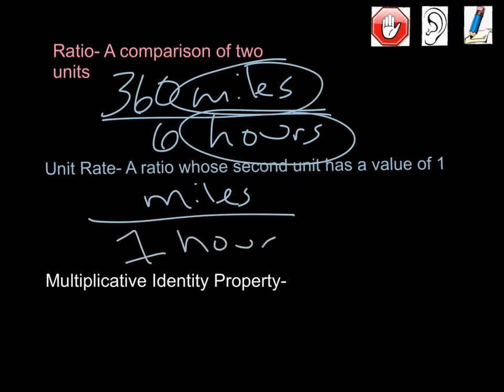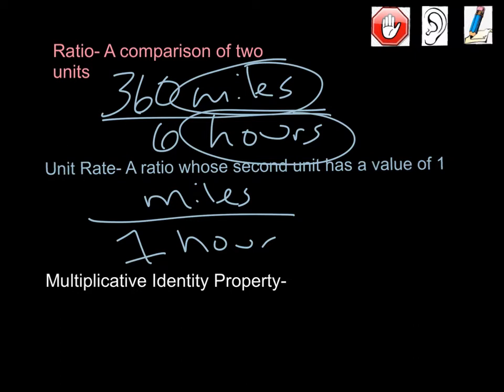And a lot of times I'm going to ask you to turn something into a unit rate, and that's by taking a ratio and turning it into a unit rate by figuring out how many miles per 1 hour, how many days per 1 week, how many words per 1 minute, stuff like that. So in a unit rate, when you hear that word unit, that means the second number always has a value of 1.